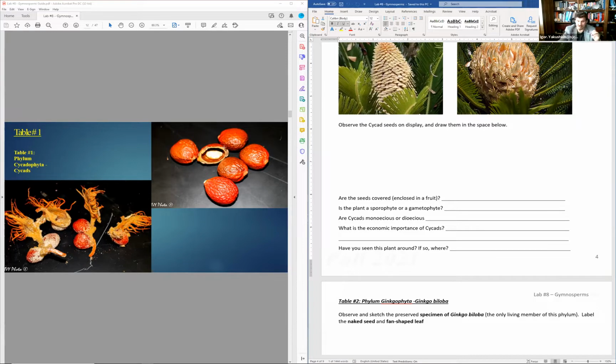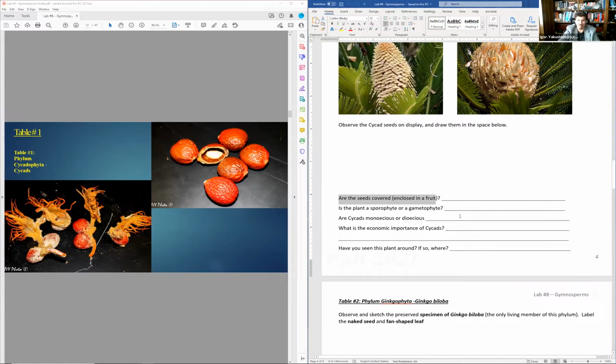So that's just part. Now the question is, are the seeds covered and closed in a fruit? No, seeds go like this. See right there, no fruits whatsoever. So it's a big resounding no. And that's the reason why they're called naked seeded, because you just see the seed, no fruits.